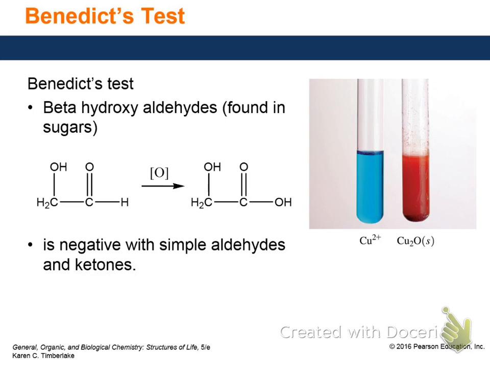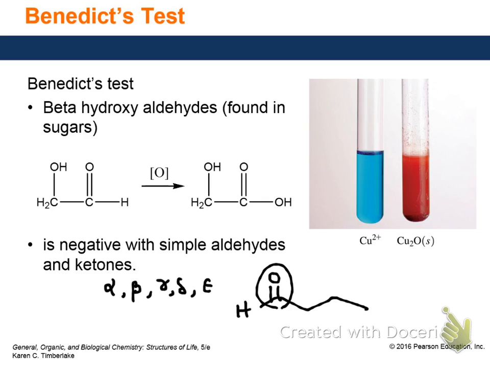Benedict's test is another interesting test. It's for beta hydroxy aldehydes. So what does beta hydroxy mean? Hydroxy is an OH group. Anybody know the Greek alphabet? What's the first one? Alpha. And then beta, gamma, delta, epsilon. This is a little bit of old nomenclature stuff that crops up. Here's your functional group. This is alpha. It's the first one. Oh, I'm sorry. It should be an alpha hydroxy aldehyde. I think I read beta somewhere. I'll have to double check that.